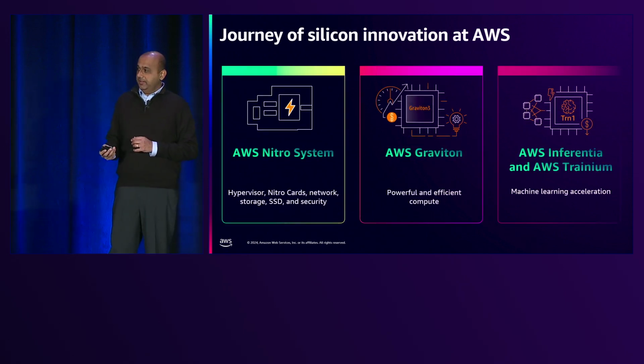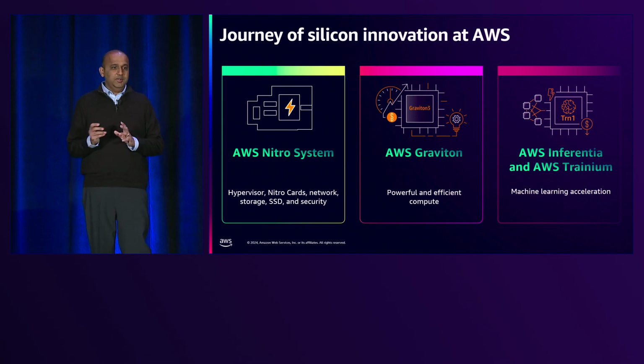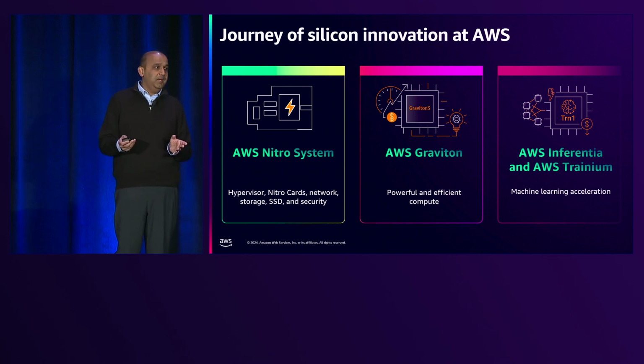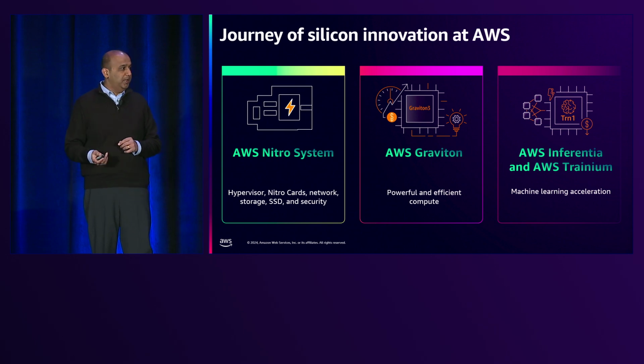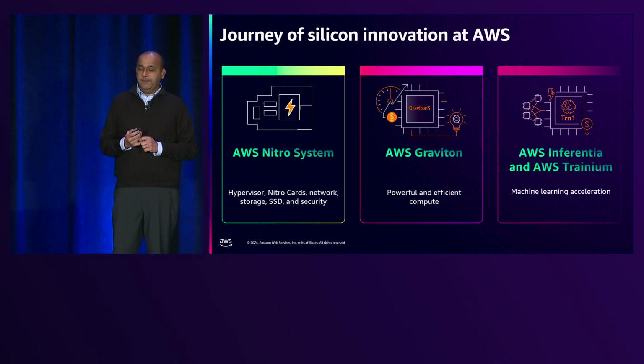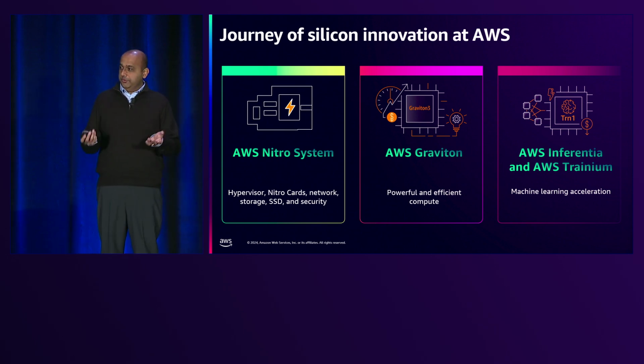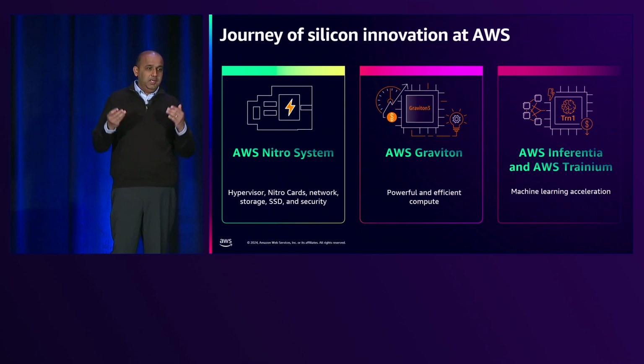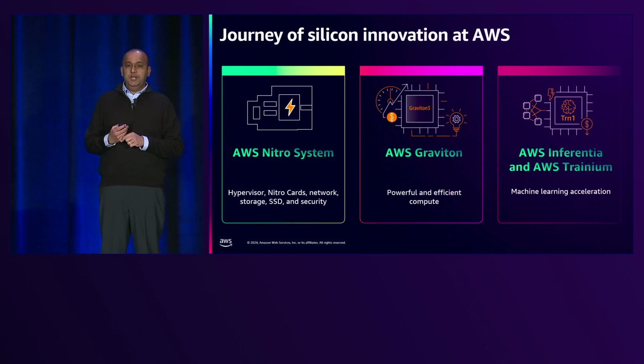AWS has been investing in building custom chips over the last several years, and these have spanned multiple areas across data center infrastructure, core compute, as well as machine learning. The AWS Nitro system that's been powering our EC2 instance types since late 2017 consists of custom Nitro cards or custom chips that allow us to offload storage and networking of the main processor and maximize resource efficiency.